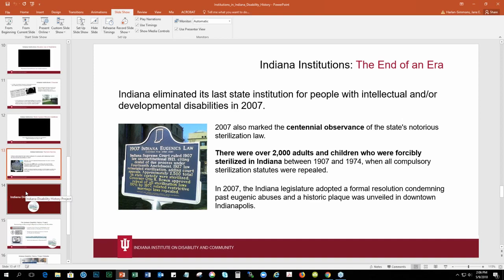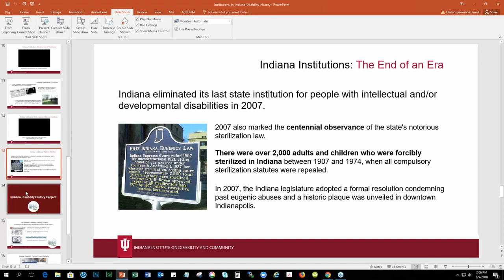Approximately 2,500 total in state custody were sterilized. Governor Otis R. Bowen approved repeal of all sterilization laws in 1974. By 1977, related restrictive marriage laws were repealed. This was a distinction for our state, as only 9 other states had arrived at this milestone, and 8 of those states were smaller than Indiana.